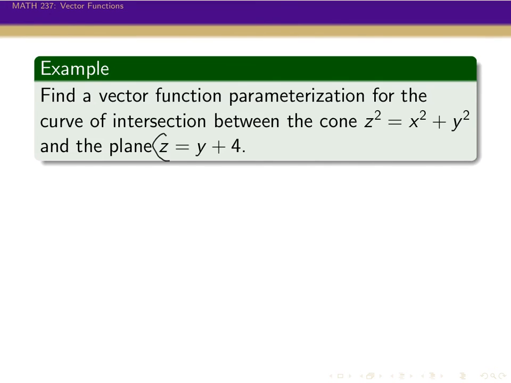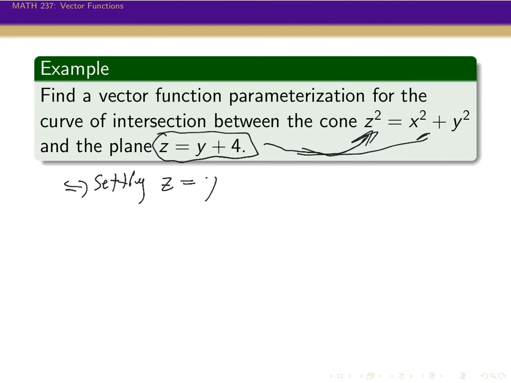Okay. So this plane right here gives me z in terms of y. Right? So I'm going to use that and plug that into my equation for the cone and see what I get. Okay. So I'm just remembering I'm setting z to be equal to y plus 4. And so then when I plug that in, I'm going to get y plus 4 squared is equal to x squared plus y squared.